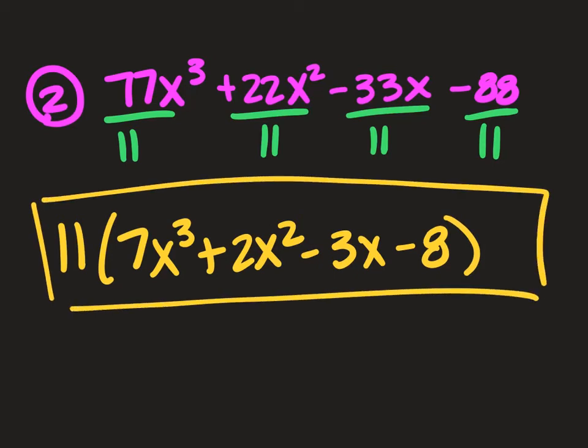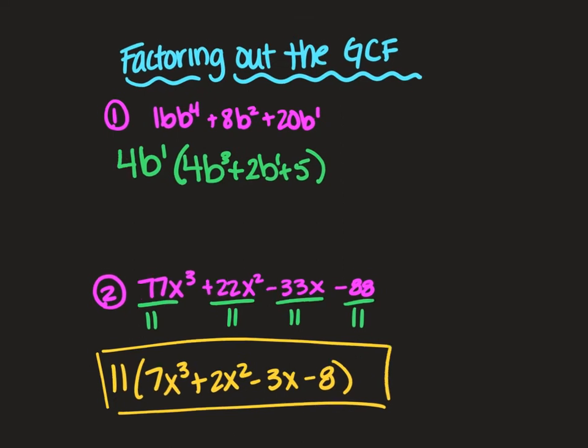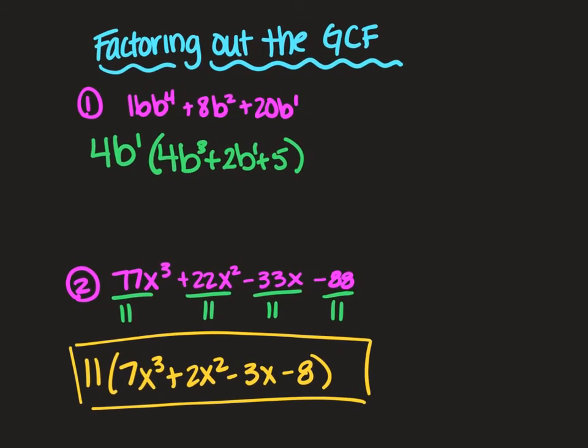You might not always be able to take out a number and a variable. It's not always going to work out like that. Most of the time it does, but okay.